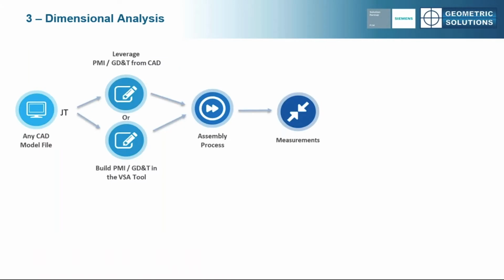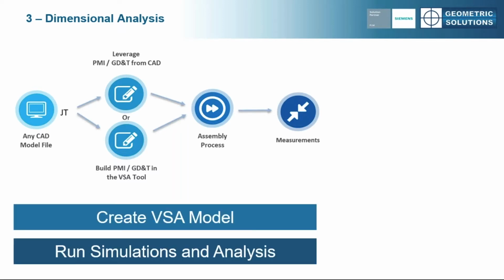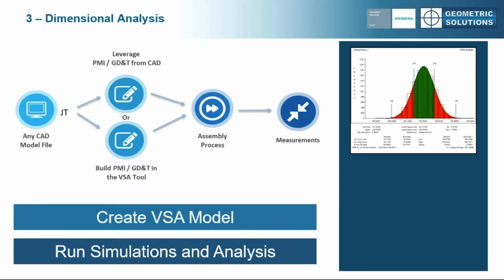So for the VSA tool to work, we take CAD from any type of CAD model. If we have GD&T and PMI already in the CAD, we use it. Otherwise, we'll build it. We add the assembly process. We calculate the measurements, which are basically our build objectives. We create a model, run the analysis, and it comes back and predicts how well we're going to conform to our objectives. That's the key.